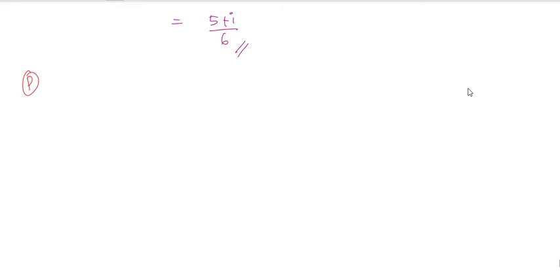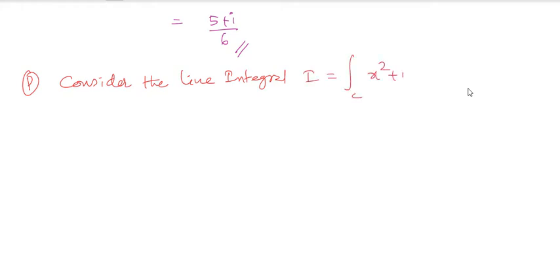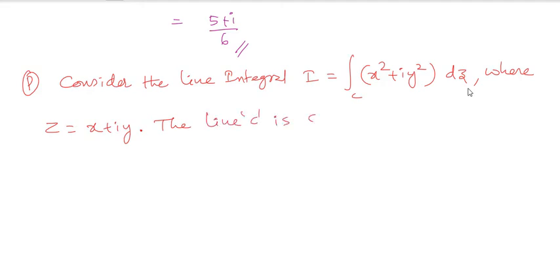Previous question it is. Consider a line integral. Next question. Consider the line integral. Capital I is equivalent to integral over C of x square plus i y square into dz, where z is equivalent to x plus iy. The line C is shown in the figure below.